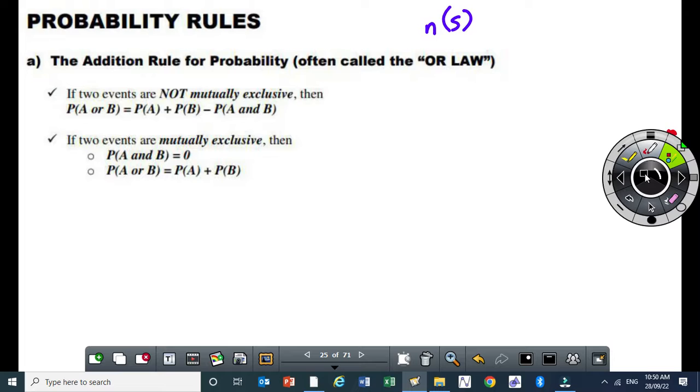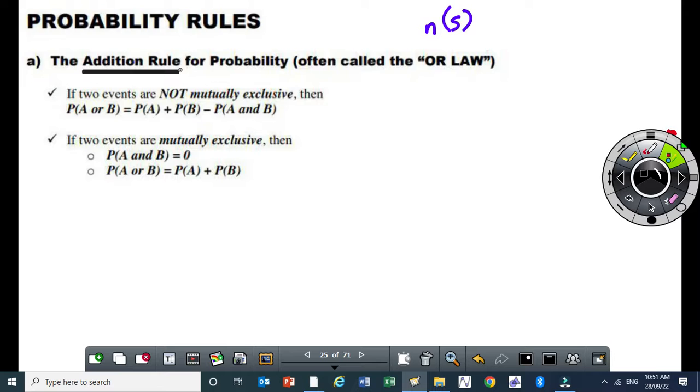So I'm going to introduce some probability rules. There are mainly two, or you may say there are three if you include mutually exclusive events, but there are actually two: the addition rule and the complementary rule, which I'll talk about just now. Okay? Now, we'll start with the addition rule.